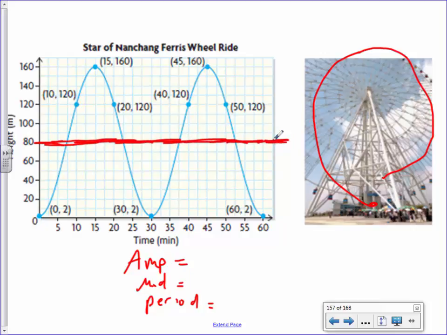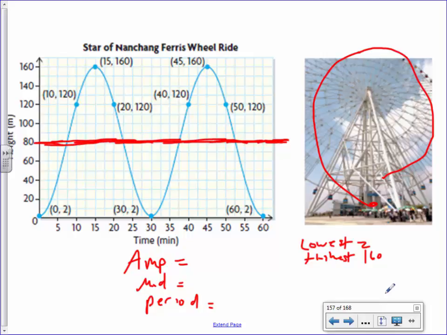9 times out of 10, that's probably good enough. But let me give you some rationales to figure out how to find the midline otherwise. What's the lowest number this thing goes to? 0. Actually, it looks like it goes as low as 2. Does that make sense? See how the point right there is at 2? So your lowest is at 2. Where's your highest? 160. Looks like it's at 160.